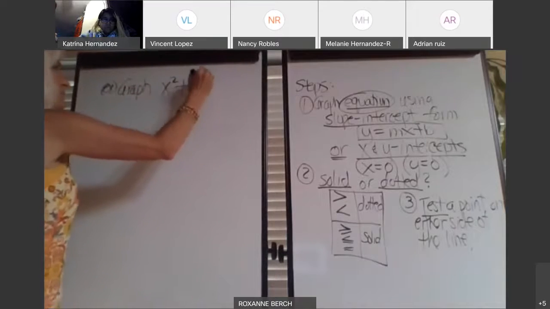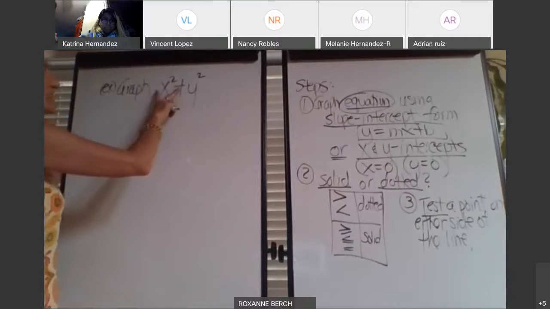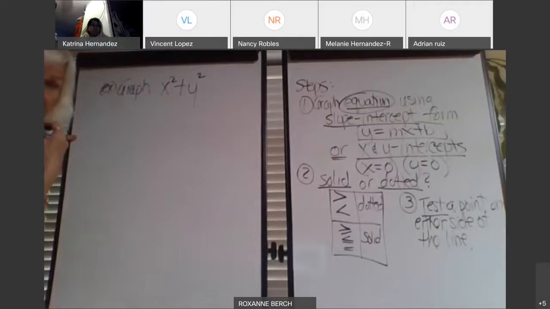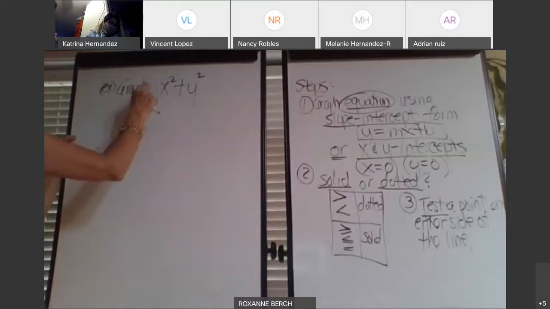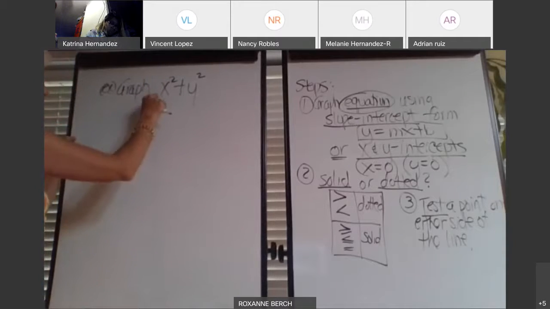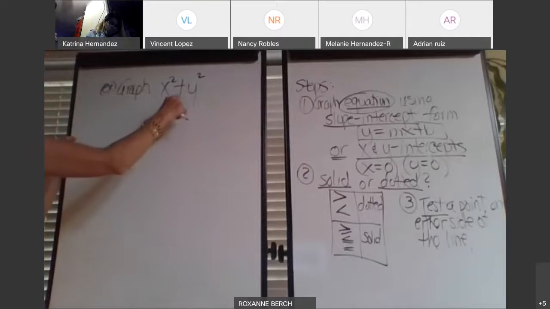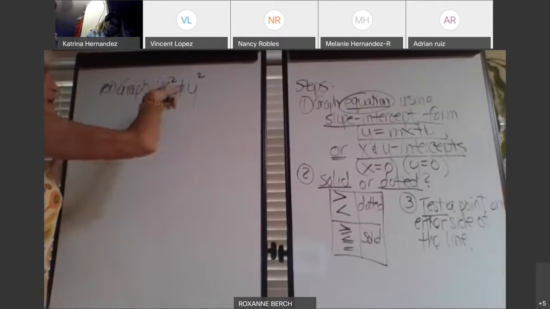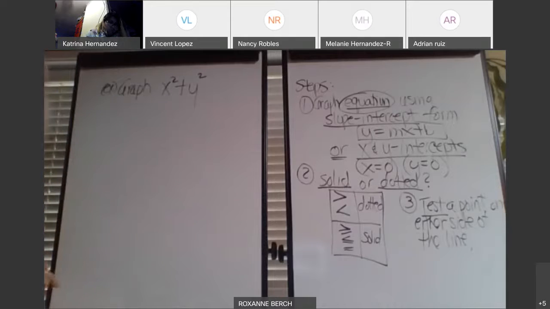Remember, the circle has a plus sign, and it has two squares with the same coefficients. So this is a circle. If this was a 3x squared and a 3y squared, that would be a circle. If this was a 1/2 x squared and a 1/2 y squared, it would be a circle. If this was a 2 and a 3, it would be an ellipse. So to be a circle, this must be a plus, and you must have two squares, and those coefficients must be the same. It has to be perfect.